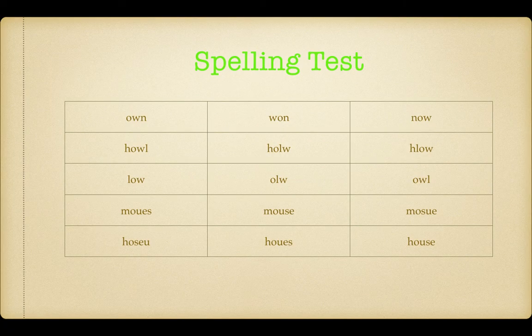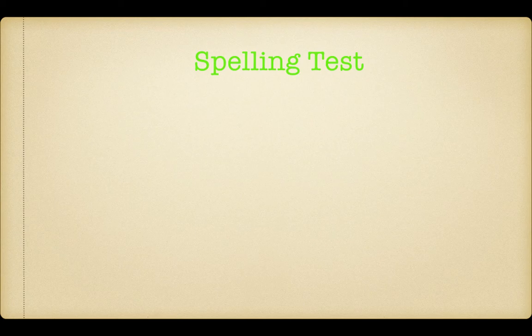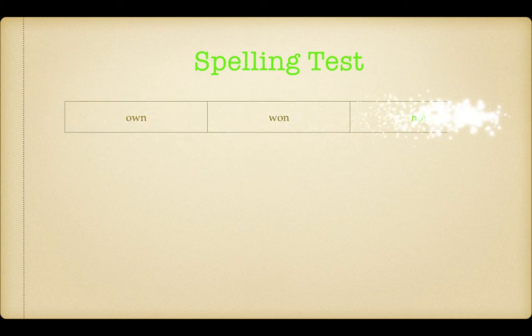Number 5, which word is house? Find the correct spelling for the word house. And last of all, which word is sound? Find the word that has the correct spelling for the word sound. Okay, I'm going to count to 5, then we're going to check your answers to see how you've done. So 1, 2, 3, 4, 5. Let's see if you got the correct answers.